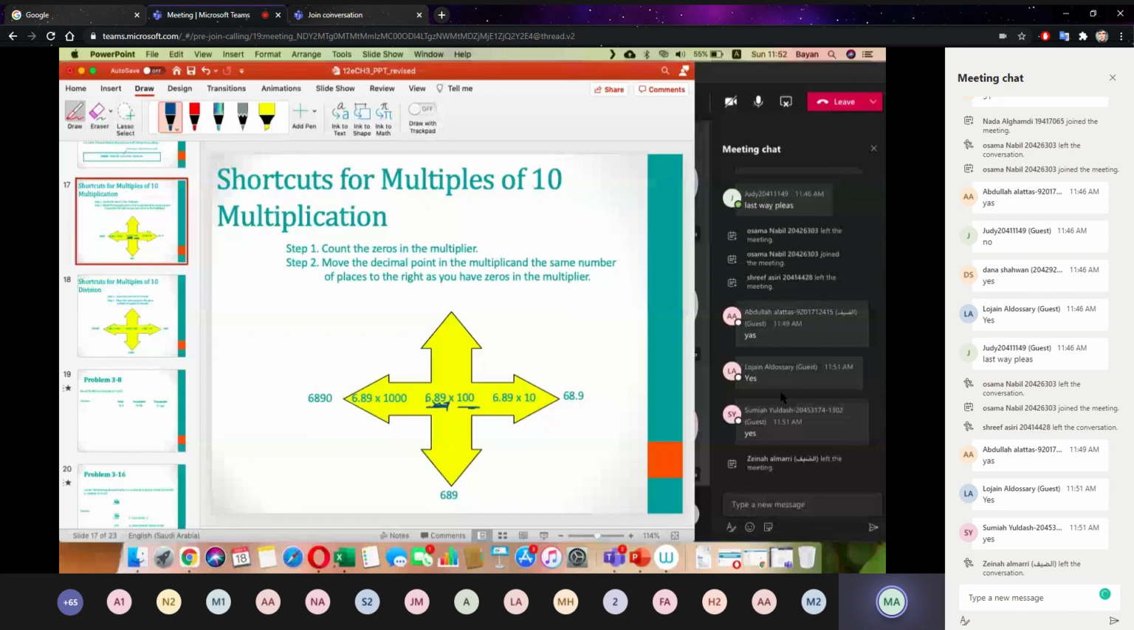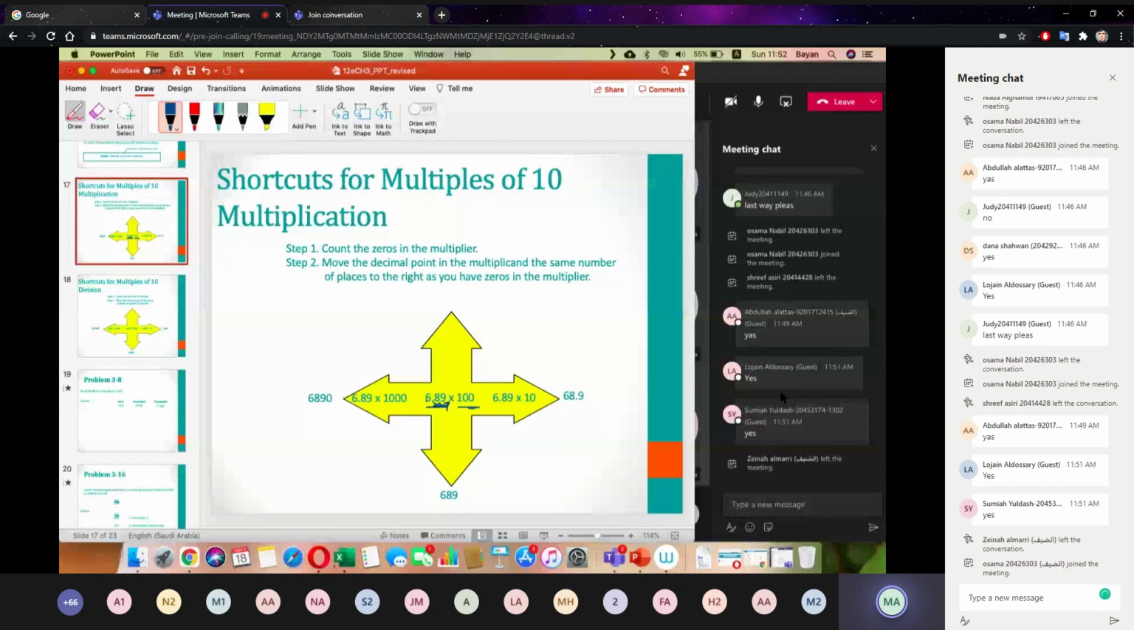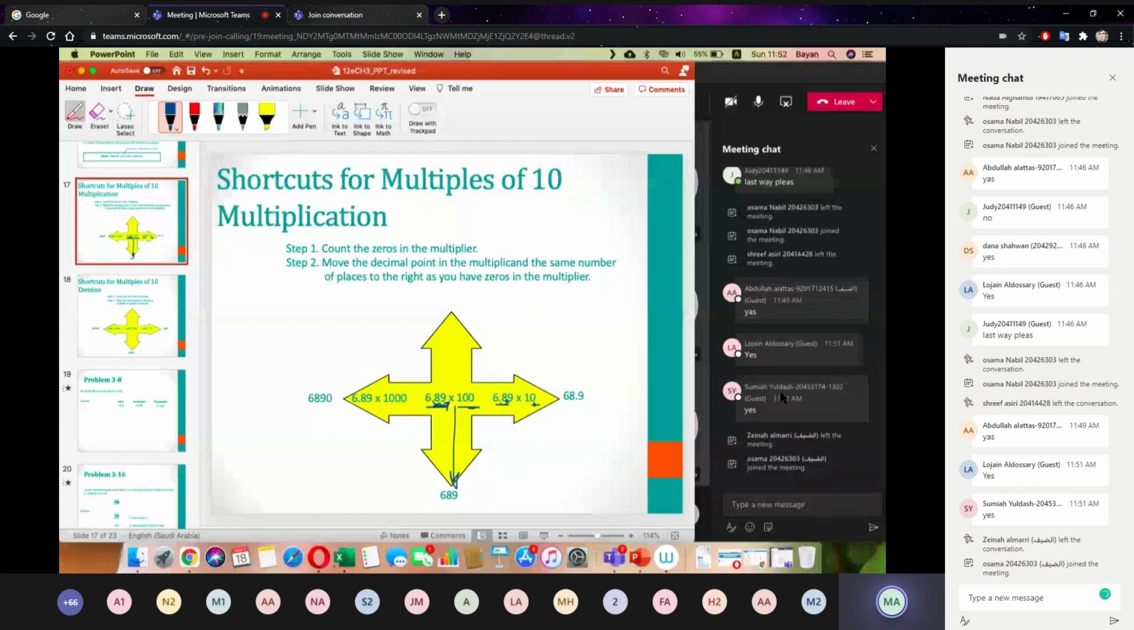If you have 6.89 multiplied by 10, how many zeros? 1 zero. So you move the decimal point 1 unit to the right. So it becomes 68.9. Also here, if you have 6.89 and you multiply it by 1000, how many zeros in the 1000? We have 3 zeros. So we move it 3 units to the right. That means you add 0. So it becomes 6890. Clear?